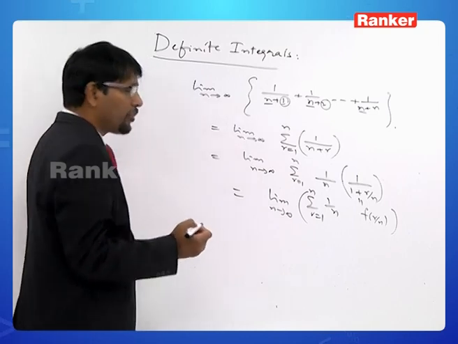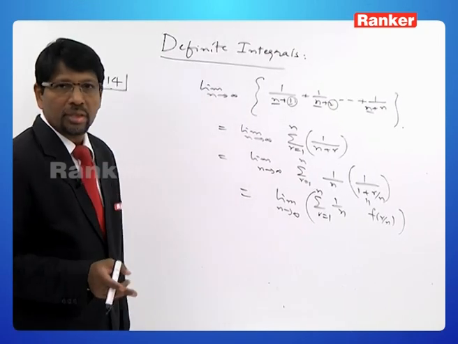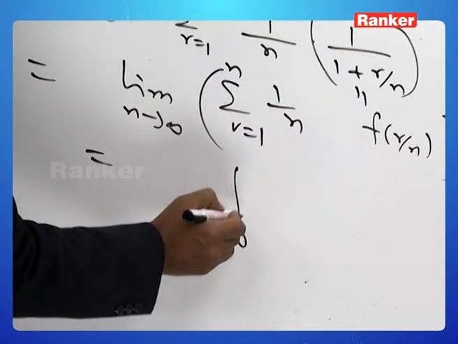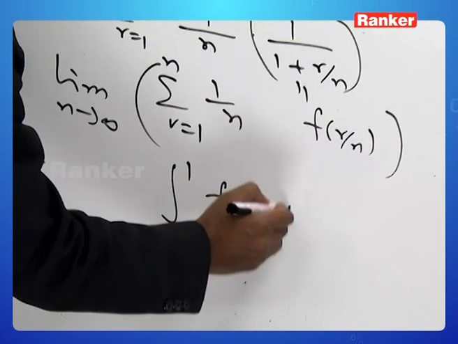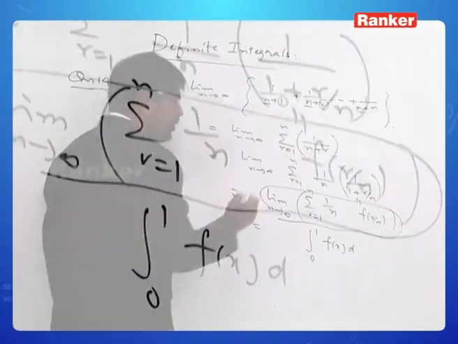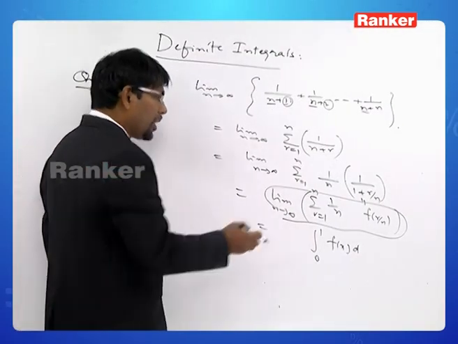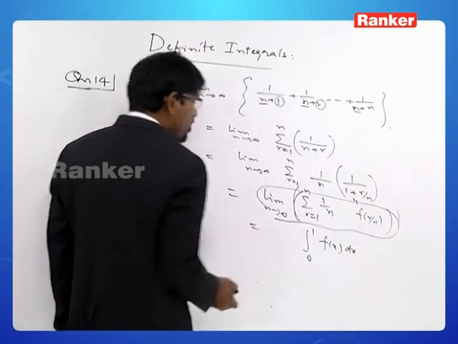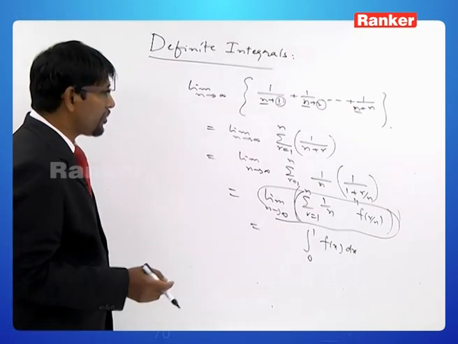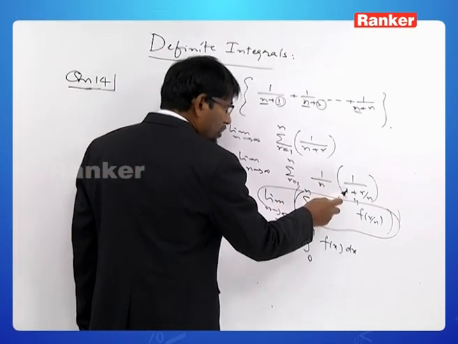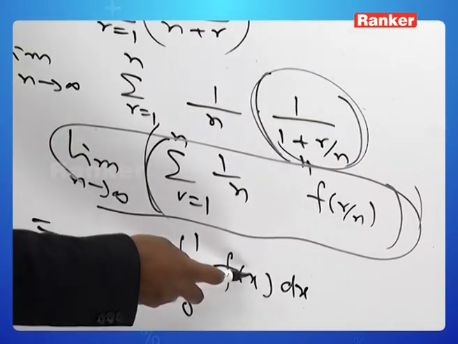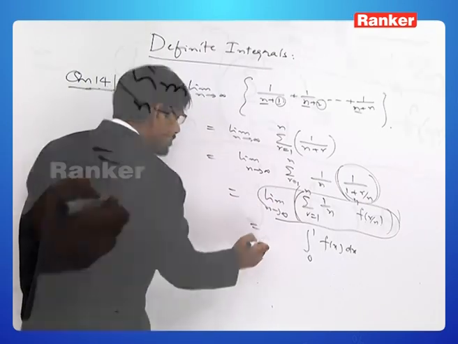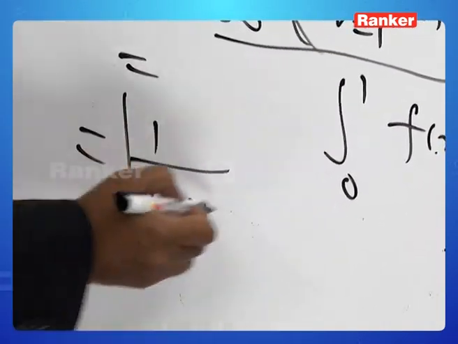And we know from one of the formulae that a definite integral is a limit of a sum. This turns out to be the integral 0 to 1 of f of x dx. That is, the limit of 1 by n into f of r by n, sigma r ranging from 1 to n, will be the integral of f of x dx from 0 to 1. So what do we have in place of f of x? This is our f of r by n, so x has to be replaced with r by n. So finally this comes out to be the integral of 1 by 1 plus x dx from 0 to 1.